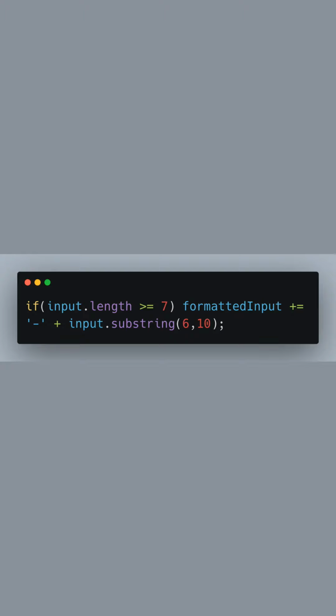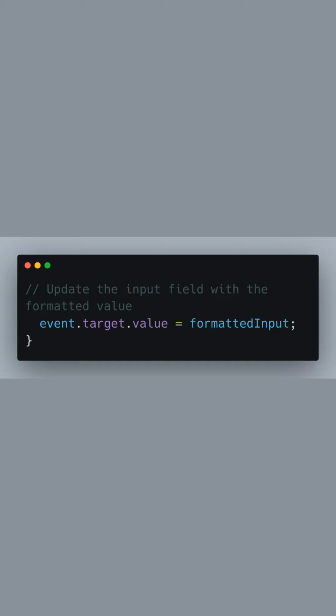Once we reach 7 digits, we include a dash and append the remaining 4 digits. These steps effectively format the number into the typical U.S. phone number style, which is (XXX) XXX-XXXX. Finally, we update the value of the input field with the newly formatted phone number. This lets the user see the formatted number as they type, improving the usability of our form.